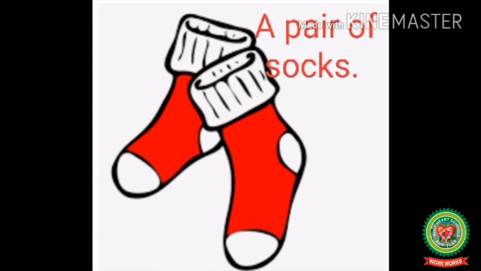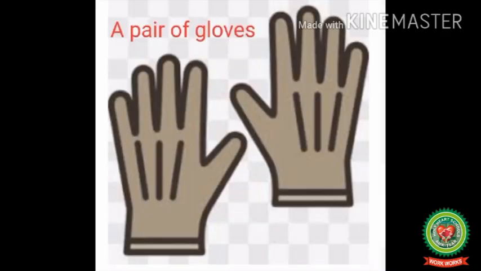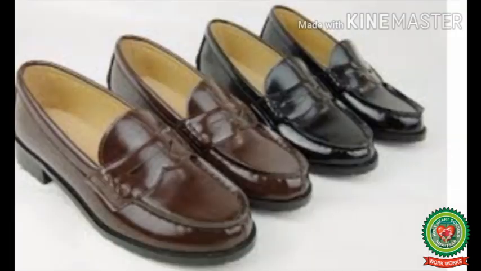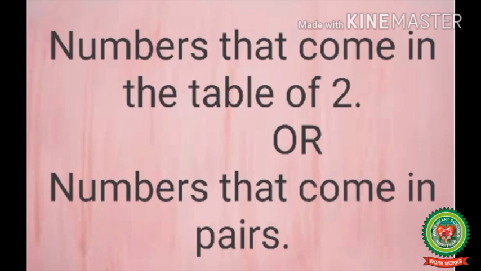Let's see some more pairs. A pair of earrings and a pair of gloves. Now there are 4 shoes and we have to make their pair. These are 2 pair of shoes. So 2, 4, 6, 8 makes a pair. Numbers that come in the table of 2 or numbers that come in pairs are called even numbers. For example, 2, 4, 6, 8.